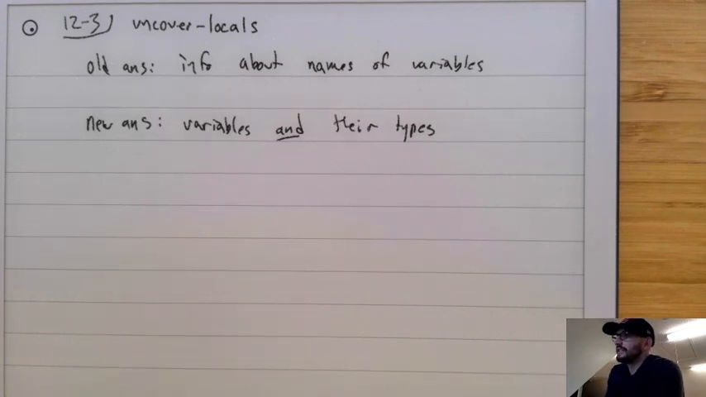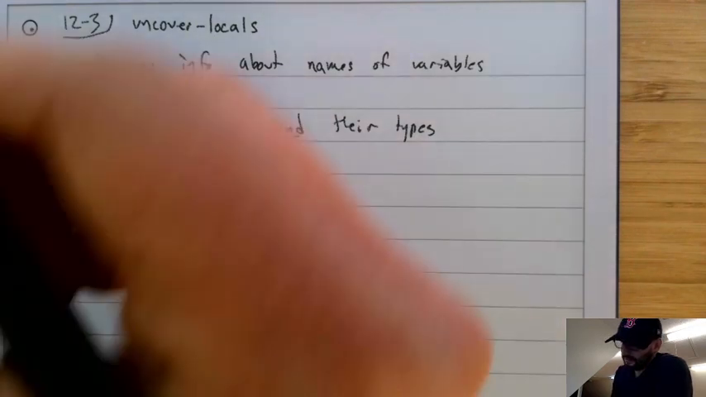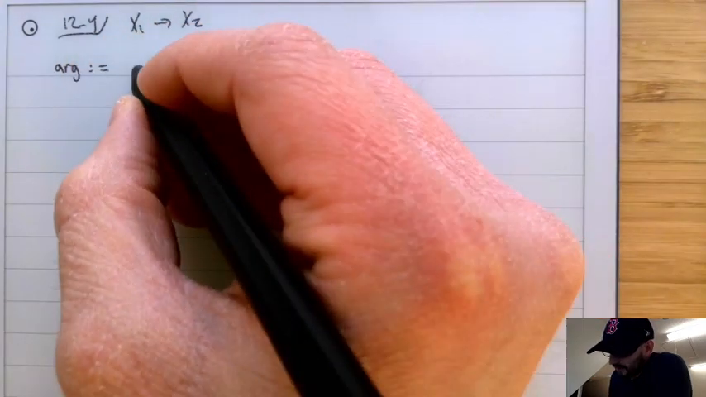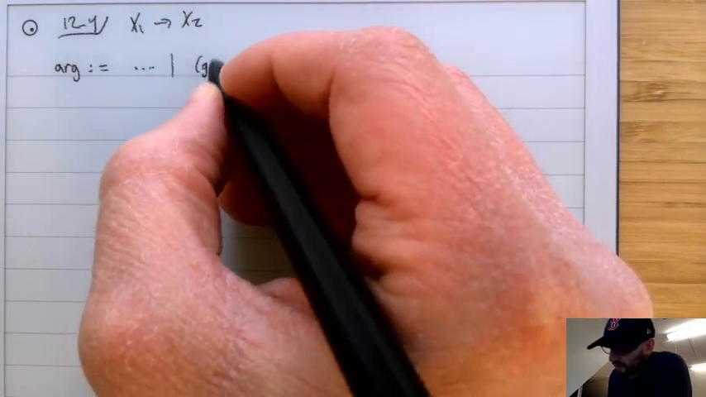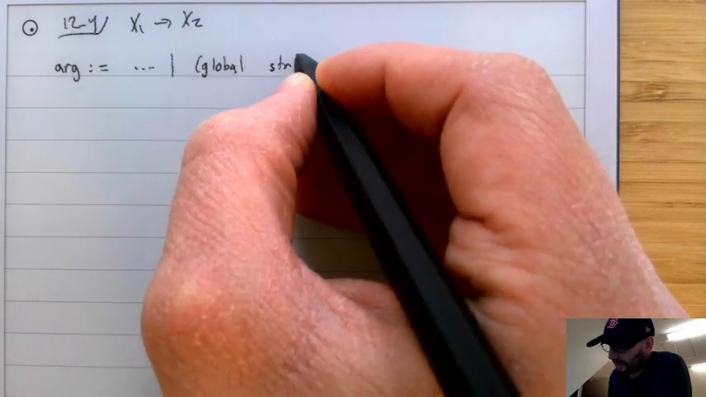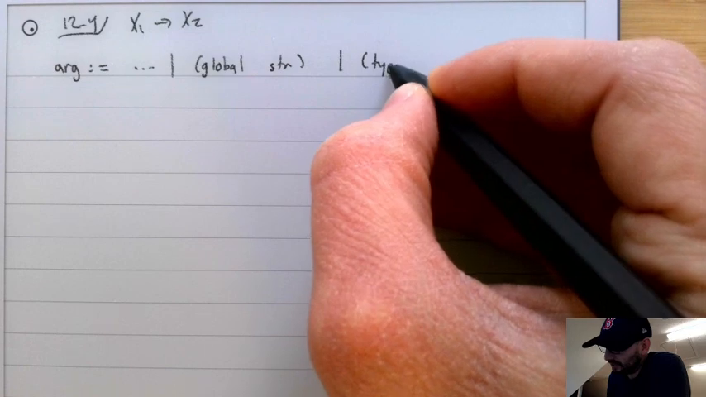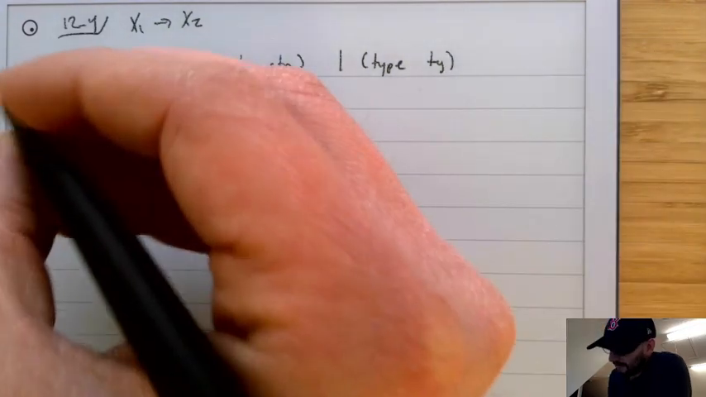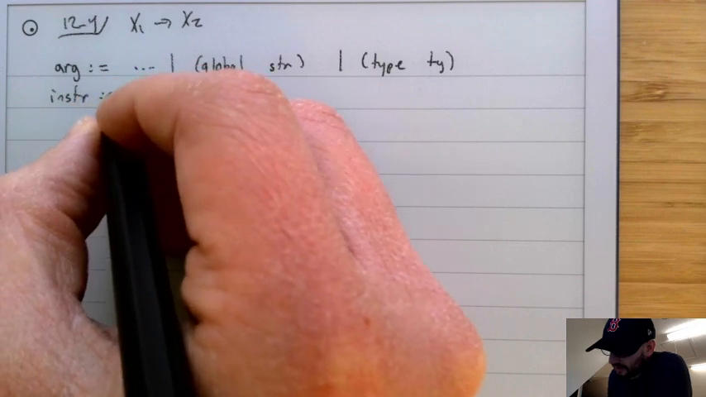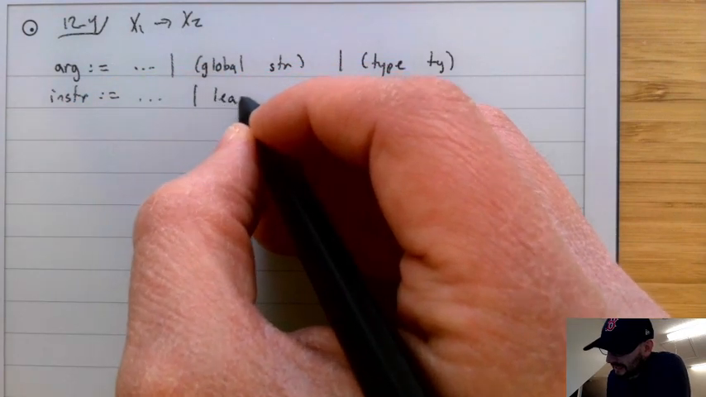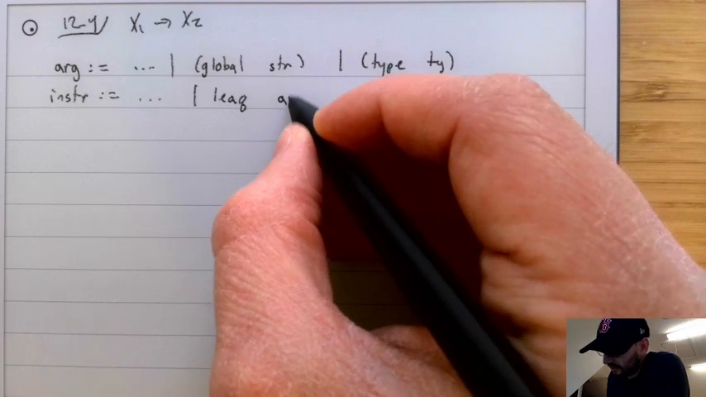So the next thing that we need to do is start talking about how to modify the X language. We're going to be going from X1 to X2. And here's what we're going to do. We're going to modify args in the following way. We're going to have a new one, which is a global, which is going to have the string. And we're also going to have a way to refer to a type as an argument. And then we're going to add a new instruction, which is the leaq instruction, which takes 2 arguments.